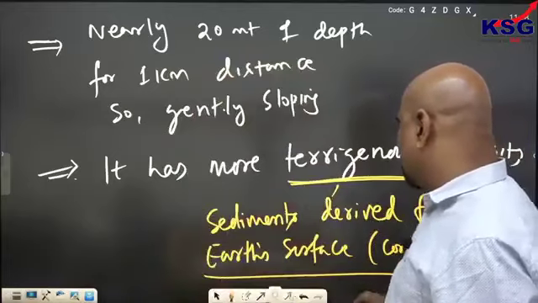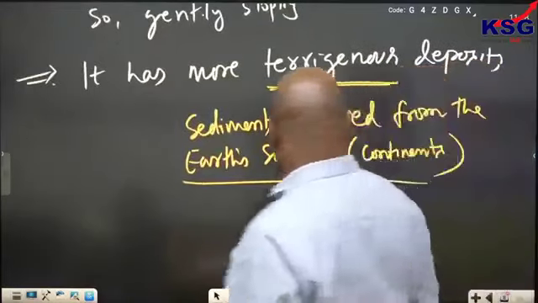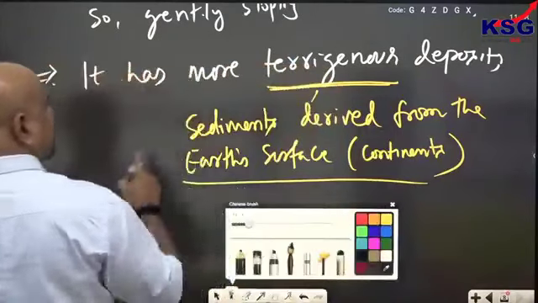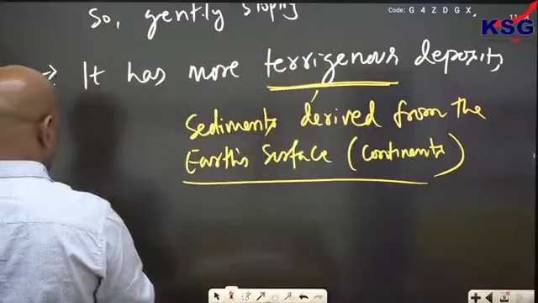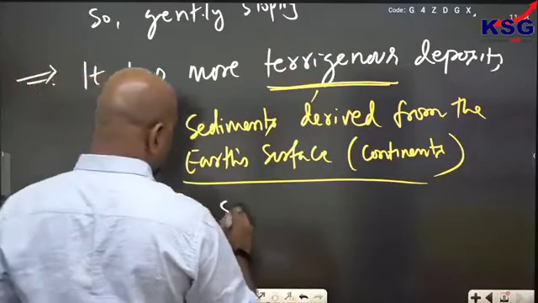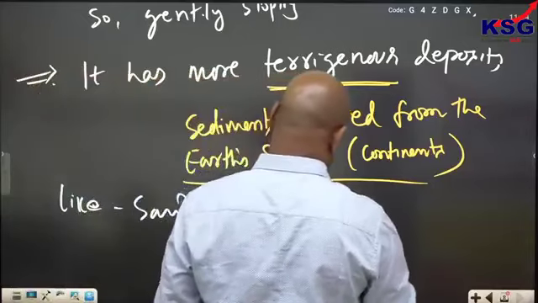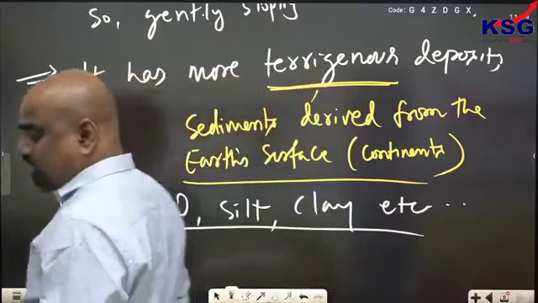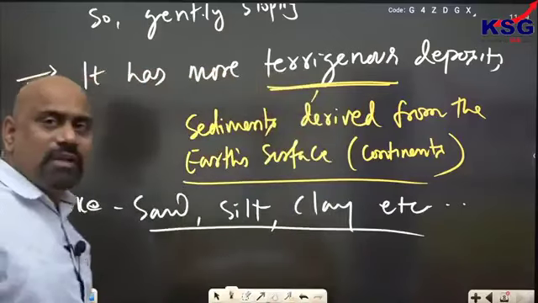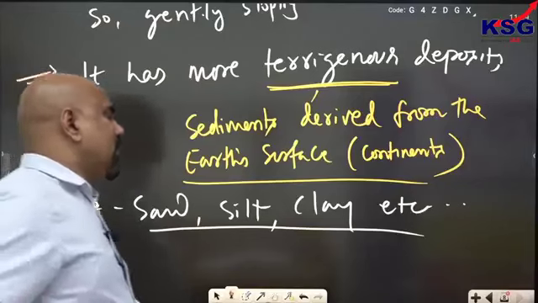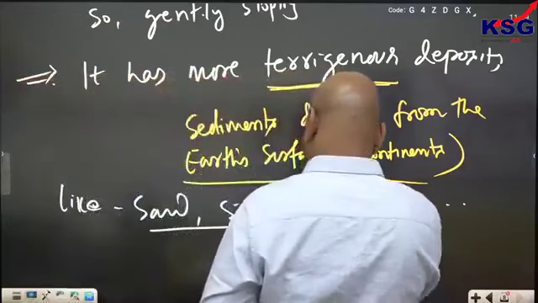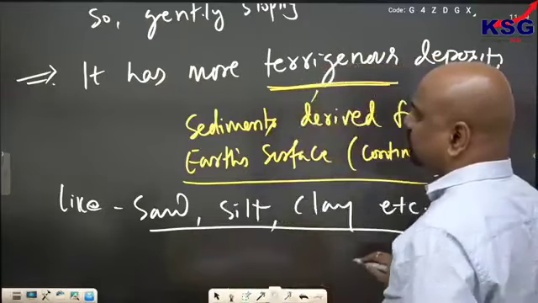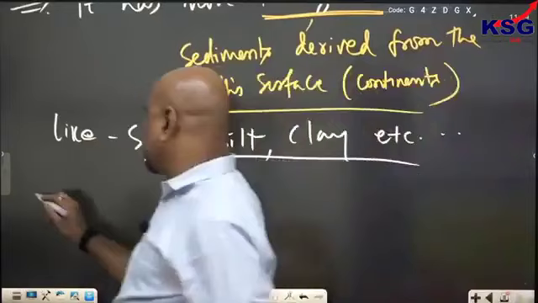So what are the terrigenous sediments? What can be in terrigenous sediment? It has more terrigenous deposits like sand, silt, clay, etc., which are derived from the continental part. You will get all of these, derived from the continental part. Okay, what else? Another point you can see.